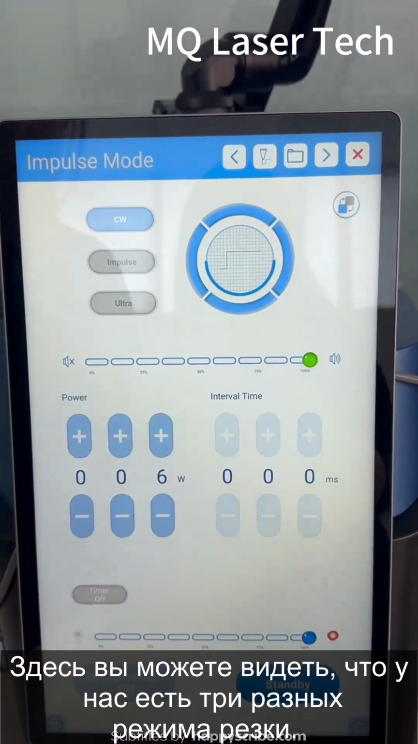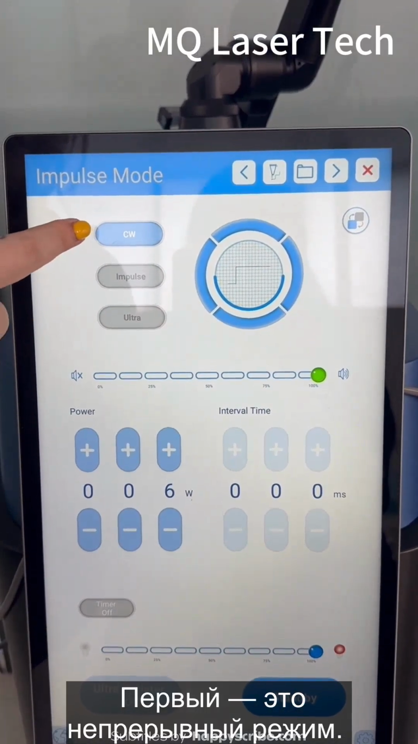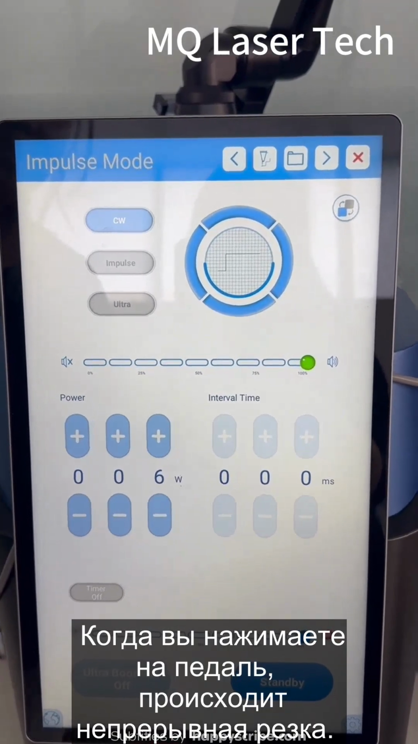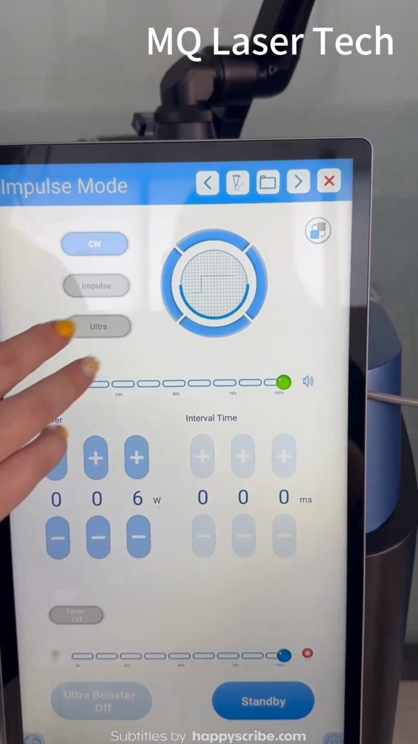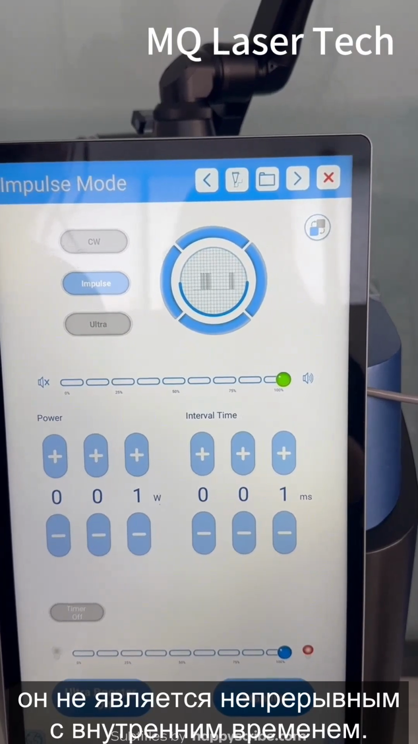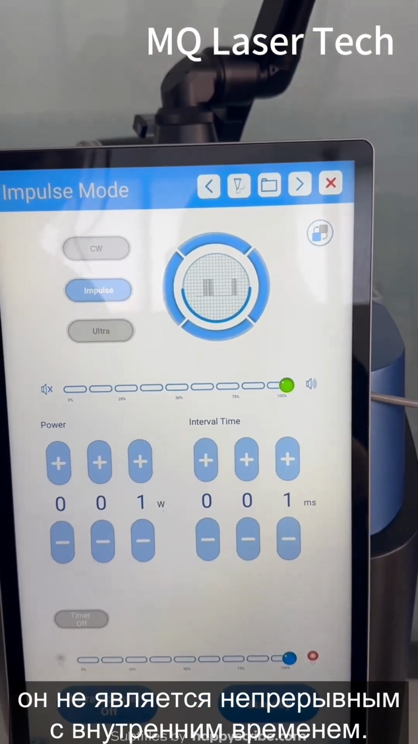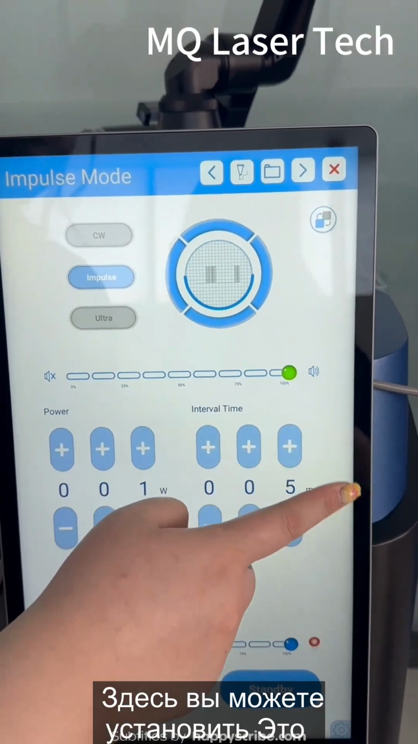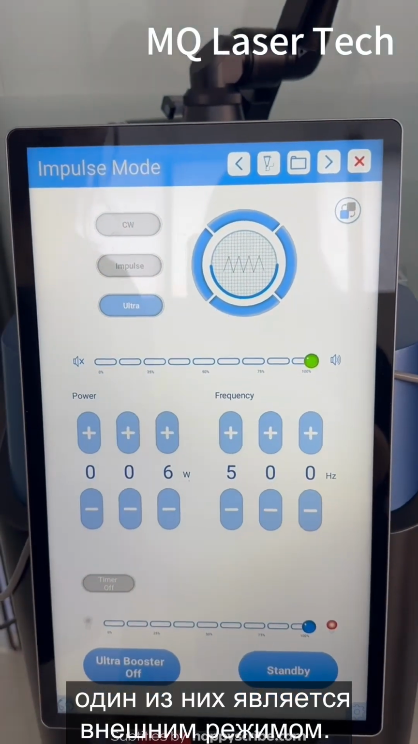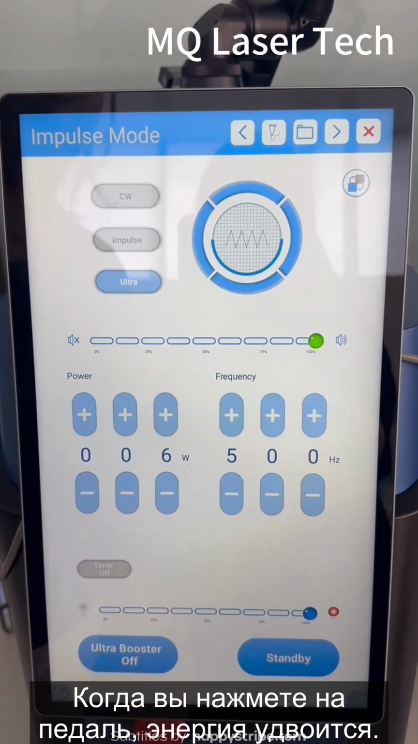Here you can see, we have three different modes in the cutting mode. The first one is continuous mode. When you step on the pedal, it is continuous cutting. This one is pulse mode. When you step on the pedal, it is not continuous, with an interval time. And here you can set it. This one is the ultra mode. When you step on the pedal, the energy will be doubled.